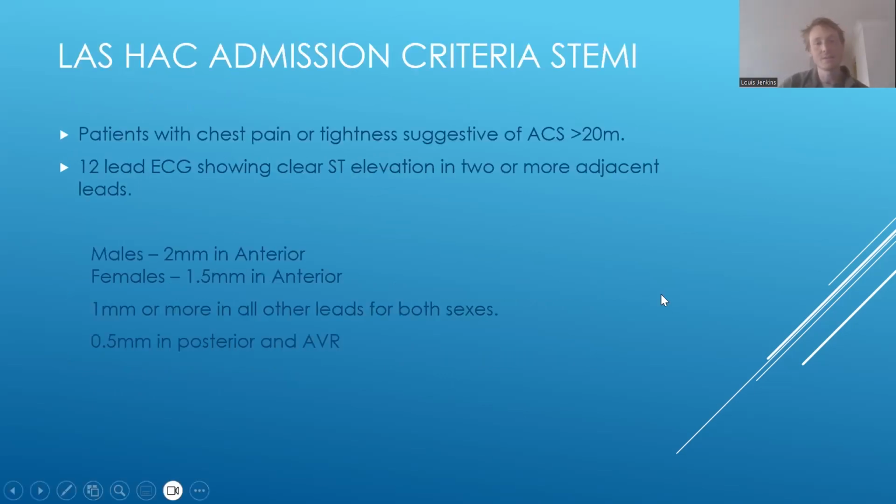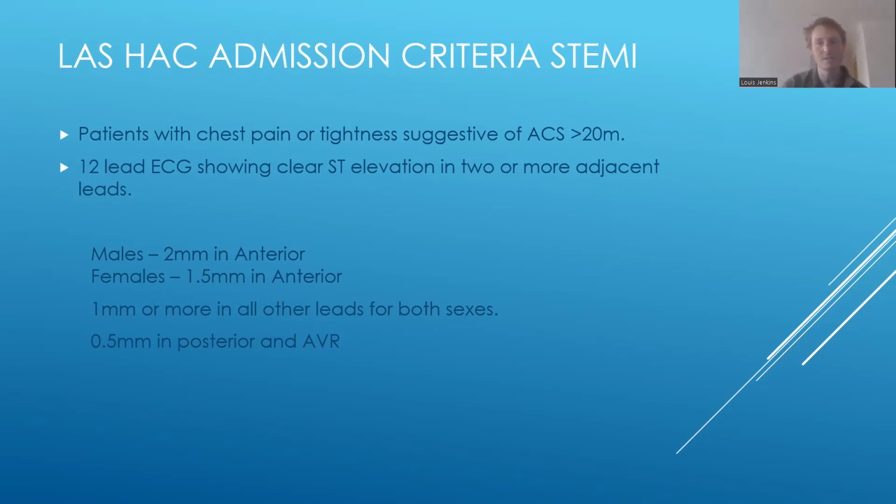So I think we'll start by reviewing what our LAS HAC STEMI criteria is, which if you're watching this, you should hopefully have a vague idea. I think this has been simplified from the 2009 AHA and ACCF guidelines. But we have for males, 2 millimeters of elevation in the anterior leads, or for females, 1.5 millimeters in the anterior leads. That's leads V1 to V4. In England, we combine the septal and the anterior leads to just the anterior leads, which I always thought was confusing when we first moved over here, but that just seems to be the way it's done. And then 1 millimeter or more of elevation in any other leads for both sexes. And remembering we've got those posterior and AVR leads where we use half of that.